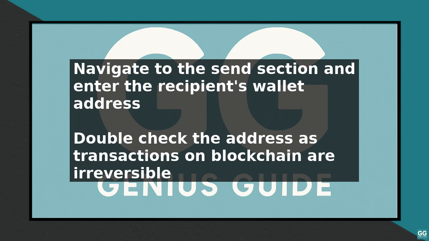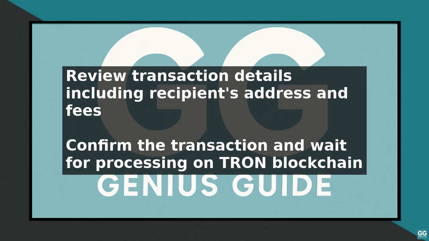The transaction will then be processed on the Tron blockchain, which typically takes a few seconds to a few minutes, depending on network congestion. Once the transaction is confirmed, the USDT will be transferred to the recipient's wallet. It is essential to keep your wallet and private keys secure to prevent unauthorized access. Additionally, be cautious when sending cryptocurrency, as transactions are final and cannot be reversed.